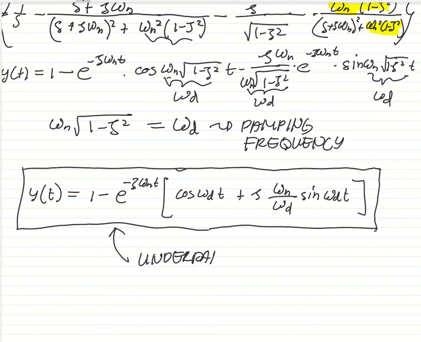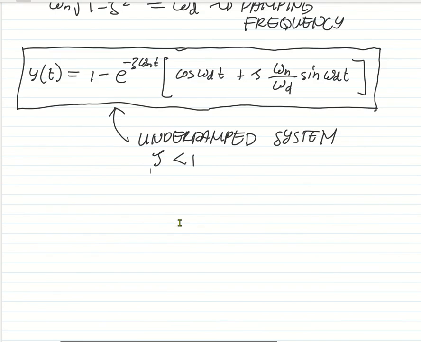Underdamped. What is underdamped? This is only applicable when zeta, or the damping ratio, is equal to or less than 1. So zeta here should be less than 1, not greater than 1. If it's greater than 1, then it's overdamped, it's not underdamped. So we cannot use this. So how about the overdamped? How about if it's greater than 1? What will be the time response?